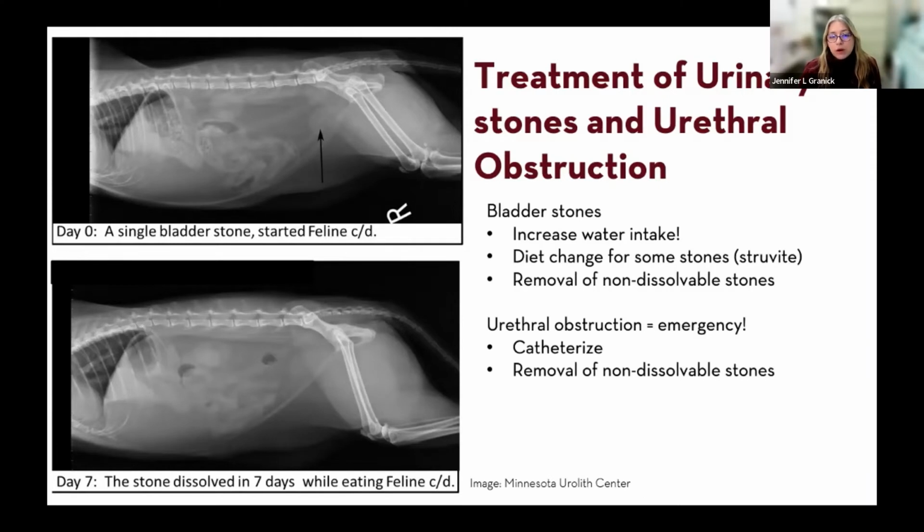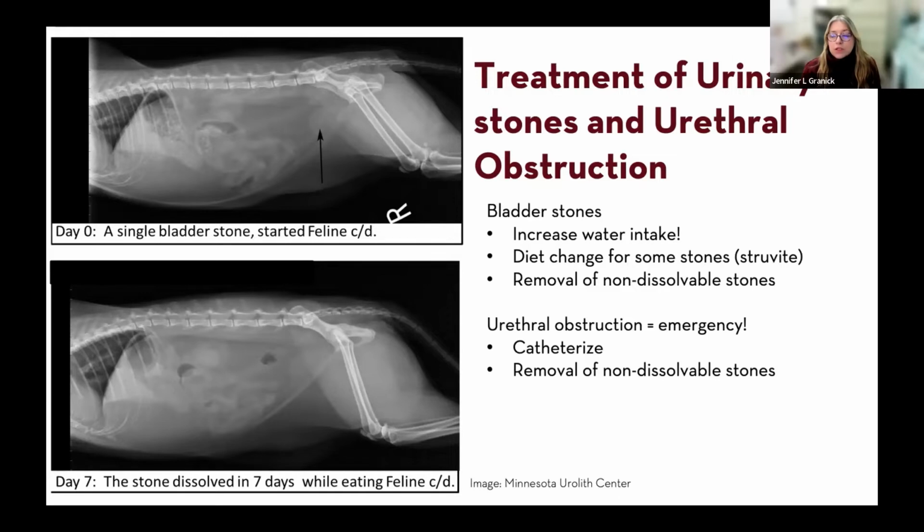And what the veterinarian will do is to put a catheter into the urethra and try to unblock that obstruction so that we can get urine out of the bladder. But ultimately, we'll need to remove that stone so it doesn't re-obstruct the urethra. And there are ways that can be done.